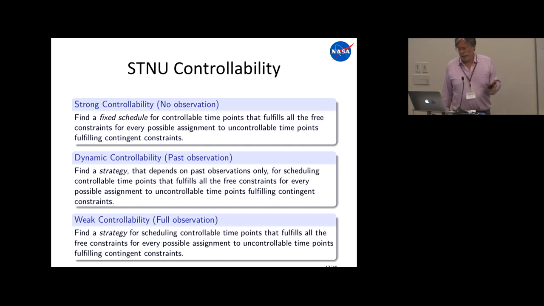We'll go into more detail what that means, but it's based on past observations. Weak controllability is the weakest because it's based on full observation. It's a strategy, but it assumes that you have knowledge of all the ways that nature can behave, and you can find a path that fulfills all the free constraints for every possible assignment to uncontrollable time points.